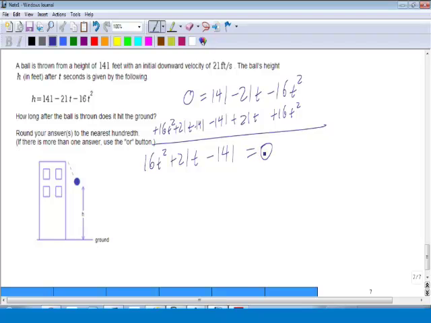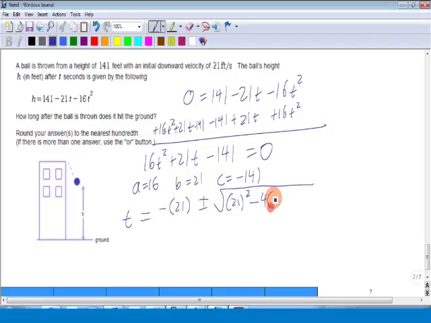Don't even want to think about factoring this. I doubt that it can be factored. And if it can, that's just a place I don't want to go. Let's go immediately to the quadratic formula with a equals 16, b equals 21, c equals negative 141. So t, that's our unknown. T equals the opposite of 21 plus or minus the square root of 21 squared minus 4 times 16 times negative 141, all over 2 times positive 16.